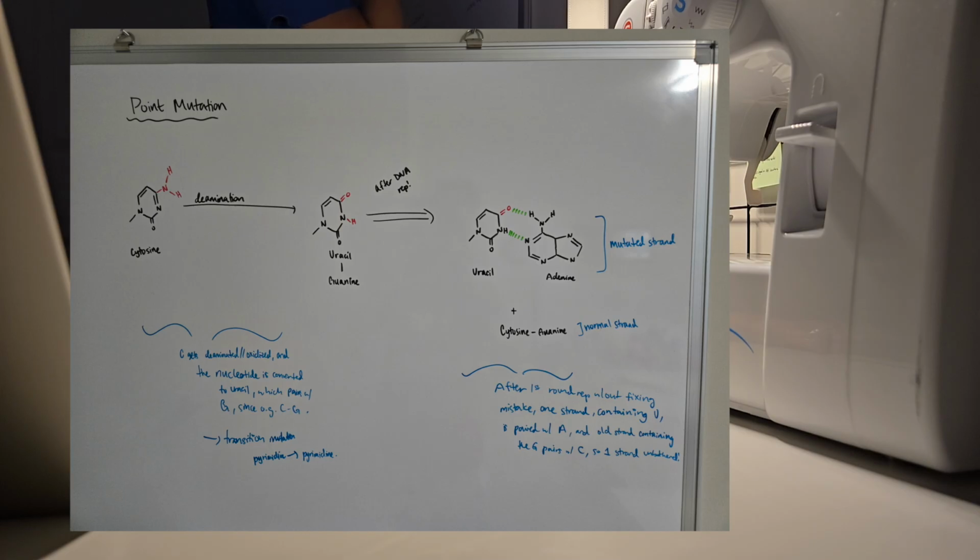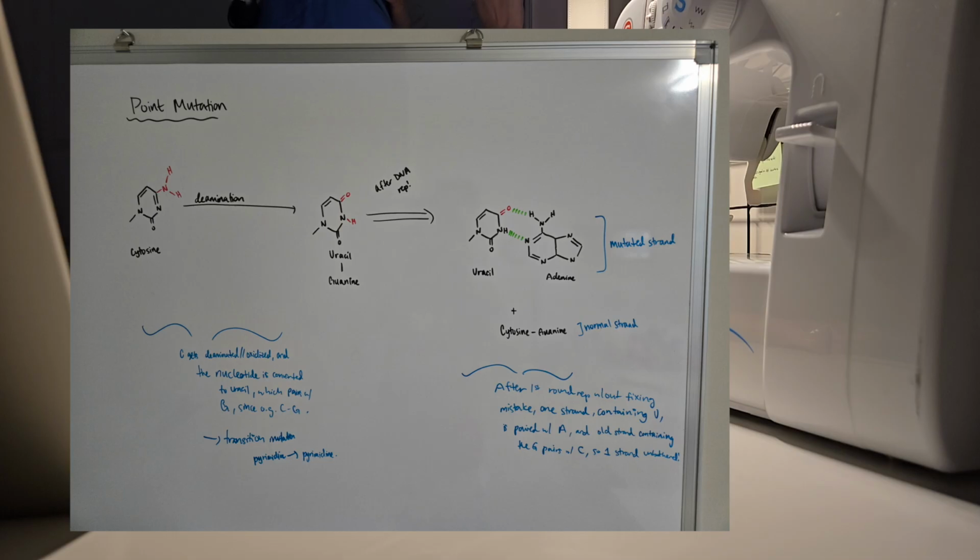So, like I said, after that first round of replication, without fixing the mistake. So if DNA polymerase and ligase don't come in and add new nucleotides after that base has been excised, then you're going to end up with a mutated strand and a regular strand, right? So, yeah, pretty much you do have a good strand and a bad strand.